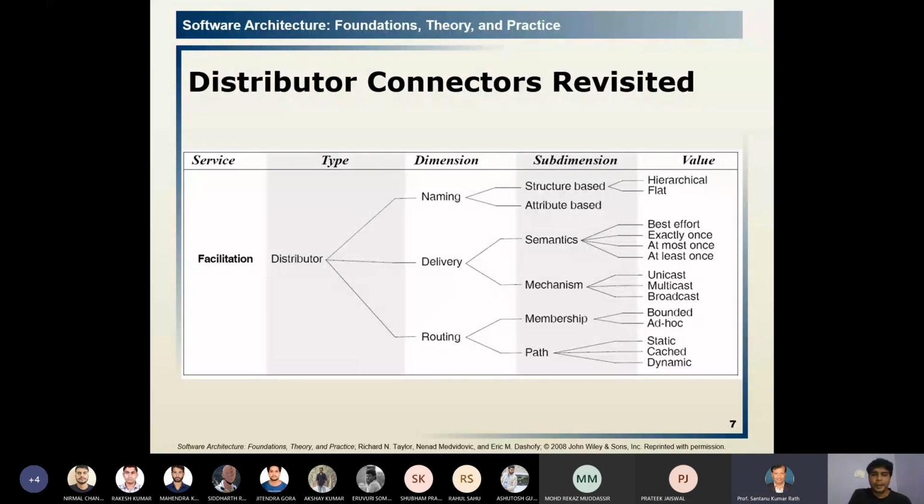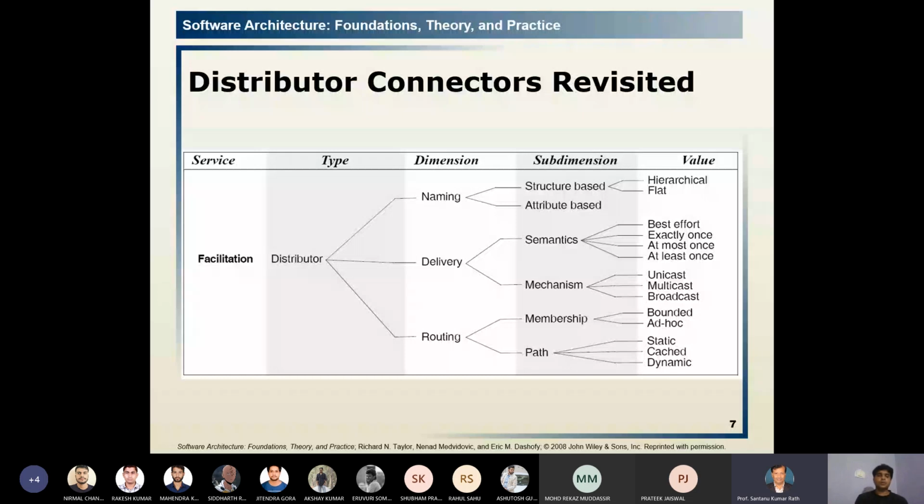Similarly, in routing, it has two subdimensions: membership and path. Membership means a bounded membership or an ad hoc membership. Ad hoc membership means they don't have any identity, they don't have any proper infrastructure for their network. Bounded means there is a properly maintained infrastructure in their network. Now, the path. Path is again a subdimension in the dimension routing. While considering the path, it is a static path or a dynamic path, which we already discussed last class.